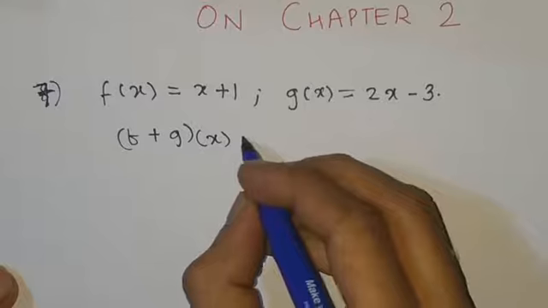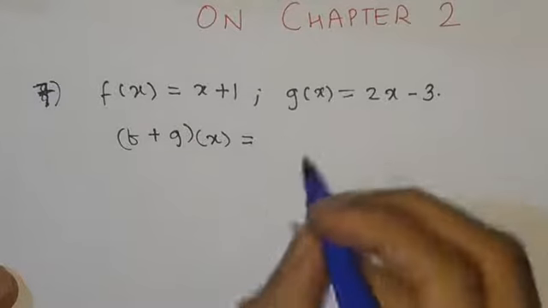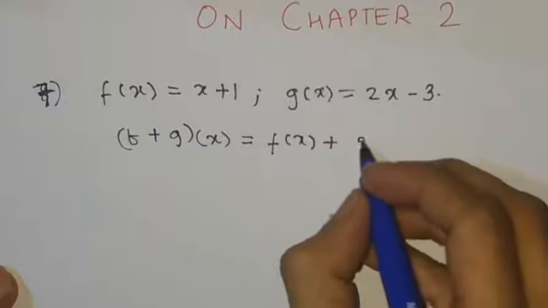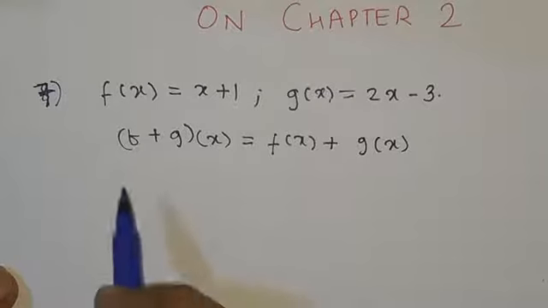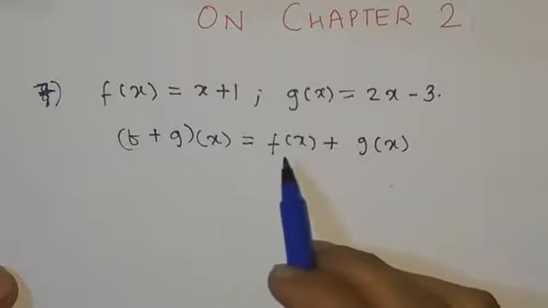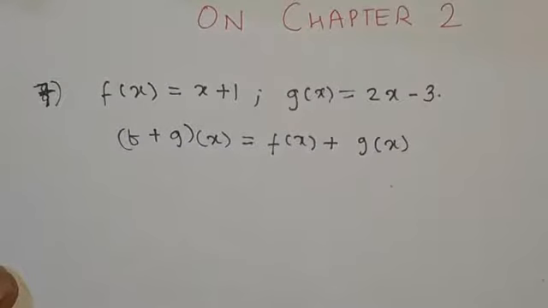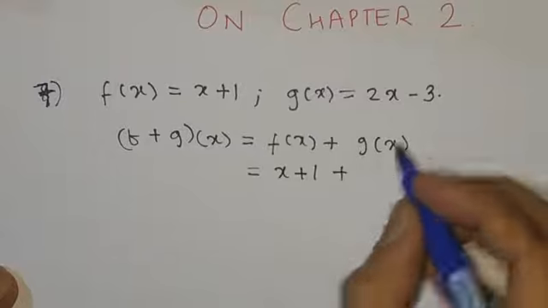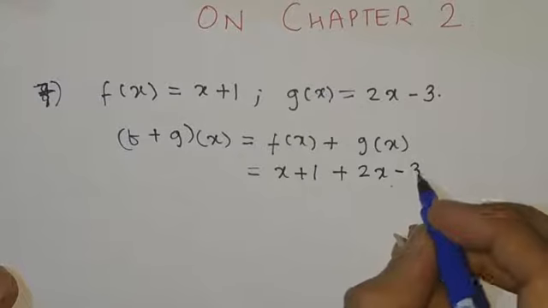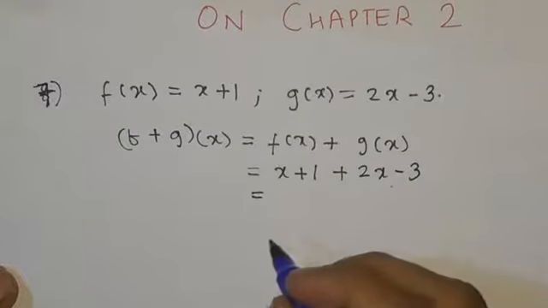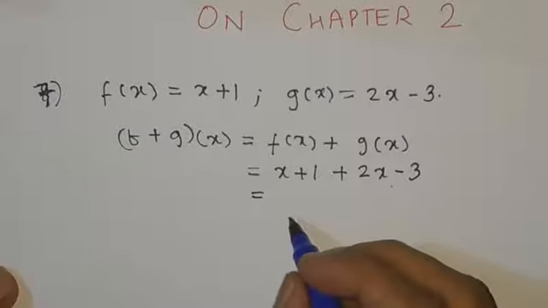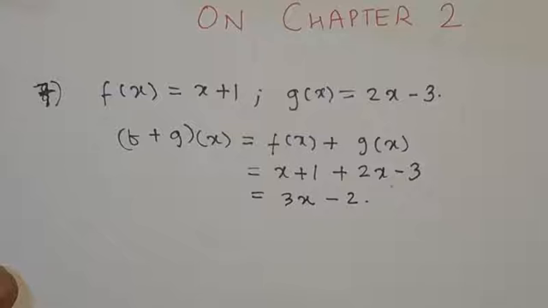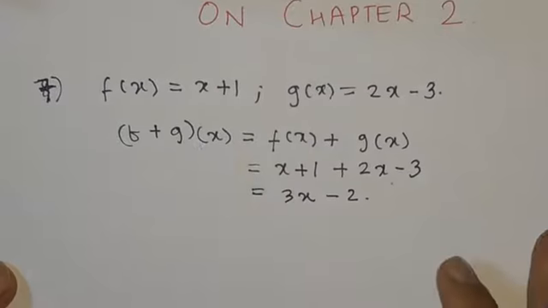So (f + g)(x) will be equal to, by the definition of sum of two functions, f(x) + g(x). So f(x) is given as x + 1, plus g(x) is given as 2x - 3. So this is equal to 2x plus x is 3x, 1 minus 3 is minus 2. So (f + g)(x) will be 3x - 2.